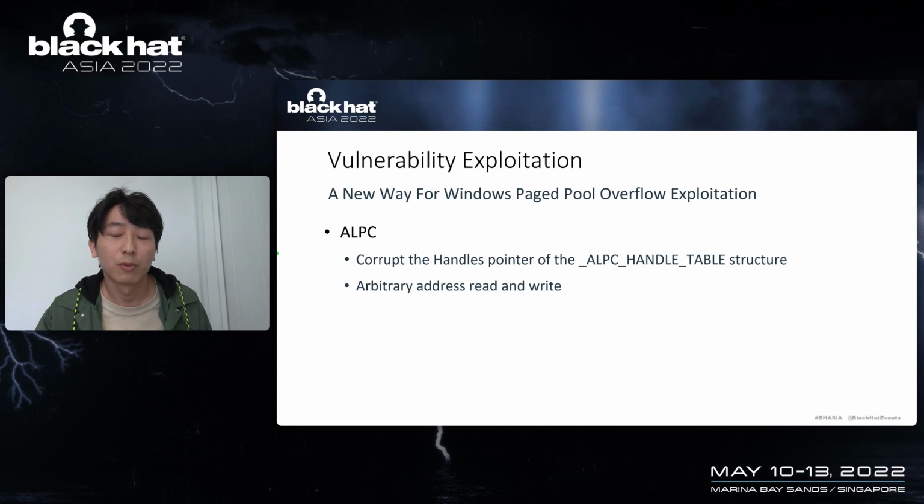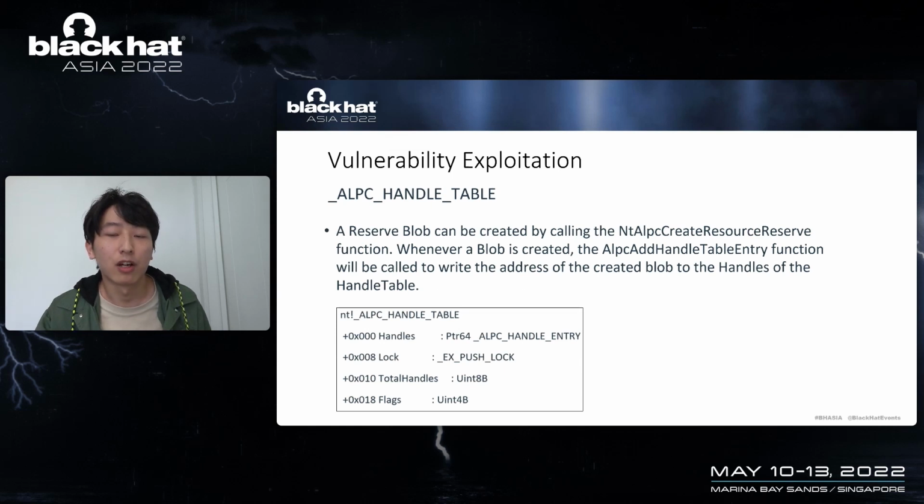I found a good exploit structure in the Windows ALPC. By overflow, corrupting the handle pointer of the ALPC handle table structure, we can achieve arbitrary address read and write. Next, I will introduce the ALPC handle table structure. A resolve blob can be created by calling the NtAlpcCreateResourceResolve function. Whenever a blob is created, the AlpcpAddHandleTableEntry function will be invoked to write the address of the created blob to the handle of the handle table. The most important part of the ALPC handle table structure is the handle field.